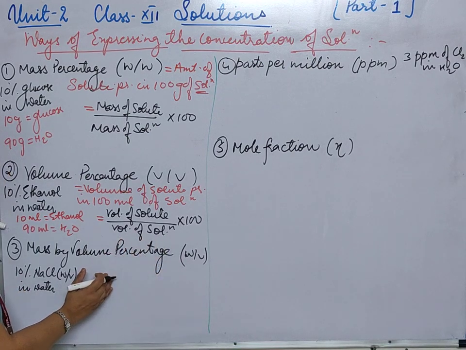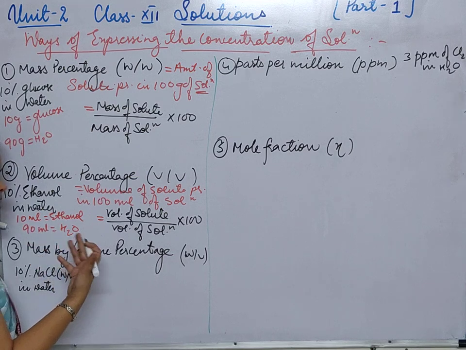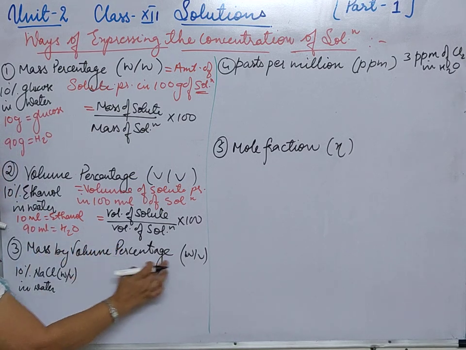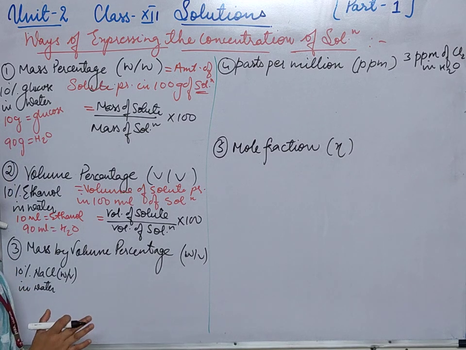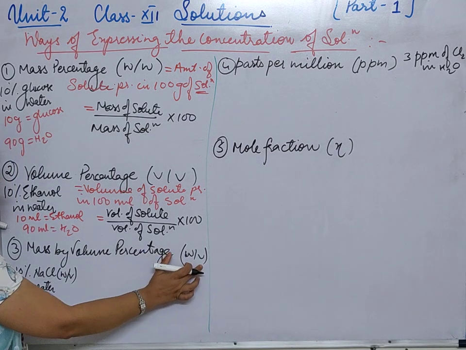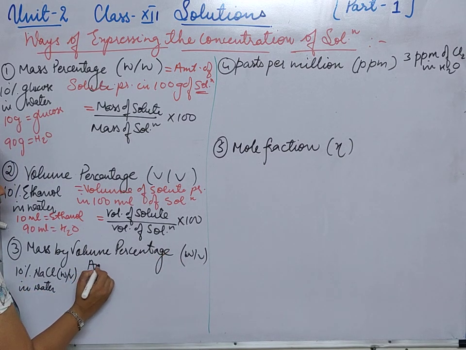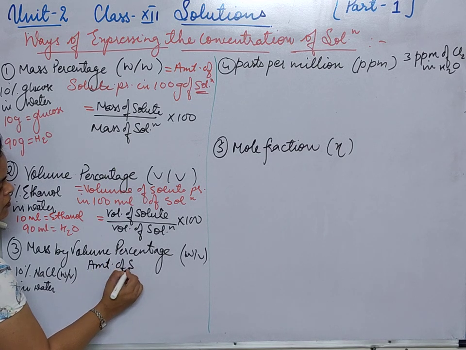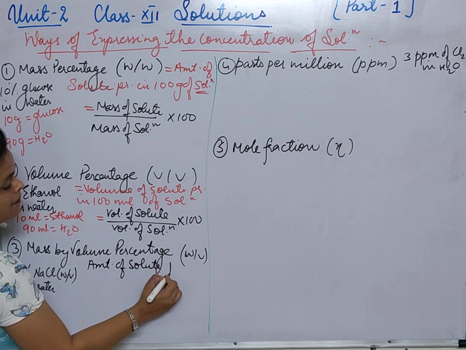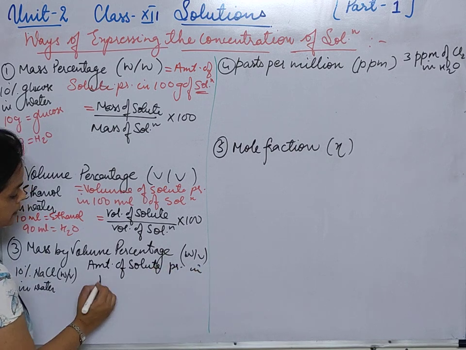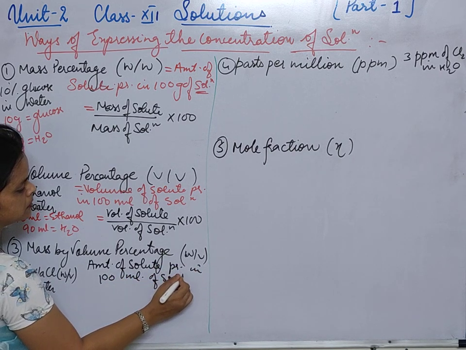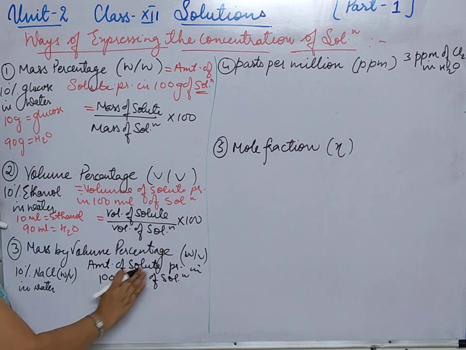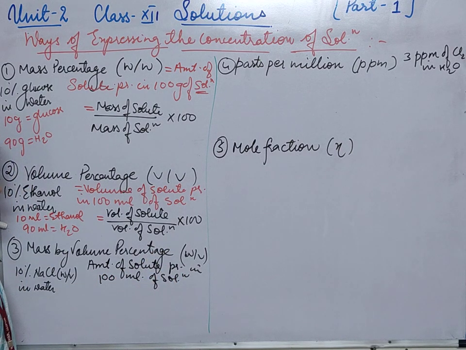Now the next one is mass by volume. As the name itself indicates, mass W, volume V: W by V. If the concentration is expressed as W by V, that means the amount of solute present in 100 ml of solution. Okay children, amount of solute present in 100 ml of solution.